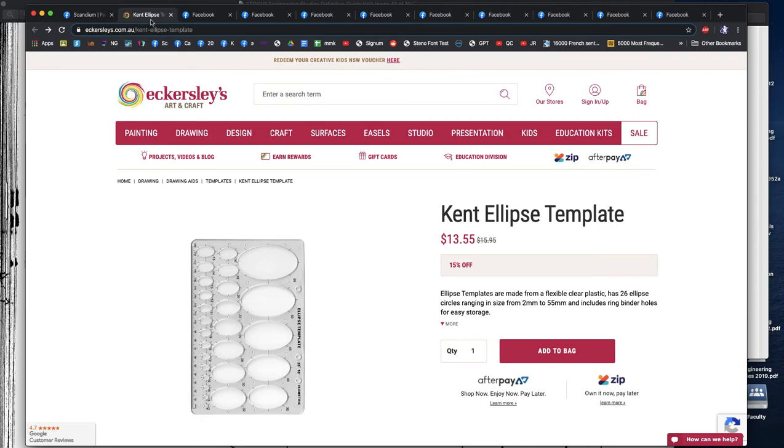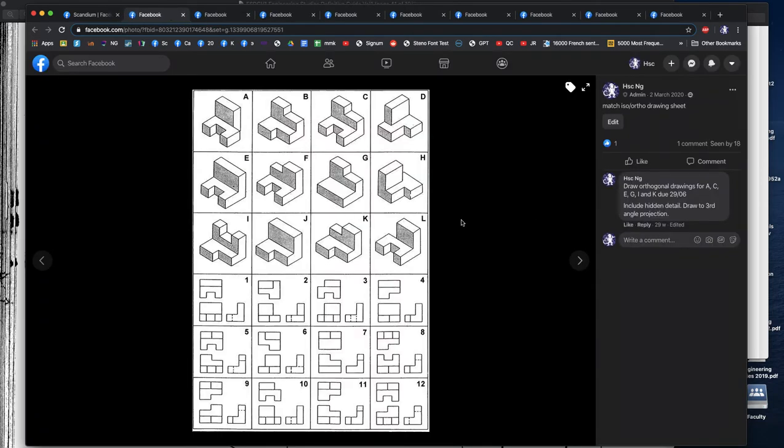Okay, let's see what we've got next. The next thing we're going to talk about is orthogonal drawings. Now, orthogonal drawings are really important. Can you see how there are 3 versions of each picture? We've got a top view, front view, and a side view. And from those 3 drawings, we can piece together the object.